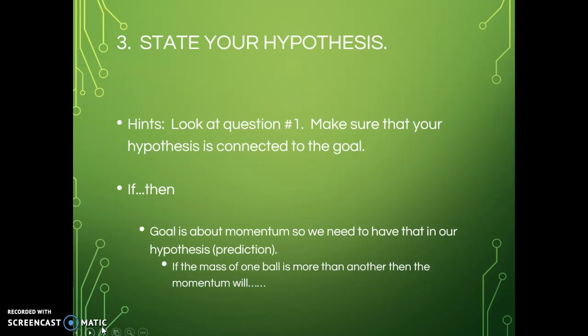So based on our goal, we can now write our hypothesis. It needs to be an if-then statement. So when we make our prediction, we have to do it based on the goal, which has to do with momentum. So momentum needs to be somewhere in our hypothesis. Here's a starter sentence for you if you would like to use this as an example. Right here, if the mass of one ball is more than another, the momentum will, and explain what you think will happen. You can have something a little bit different. As long as you're talking about momentum, you should be okay.